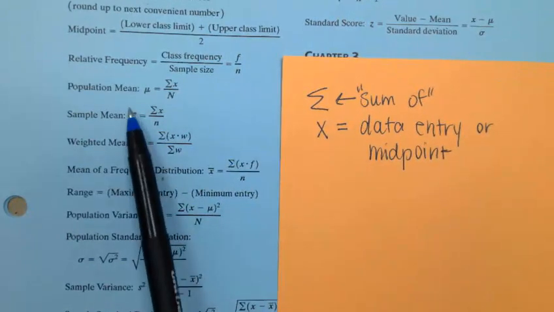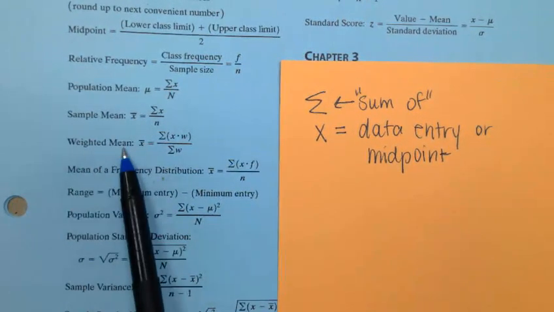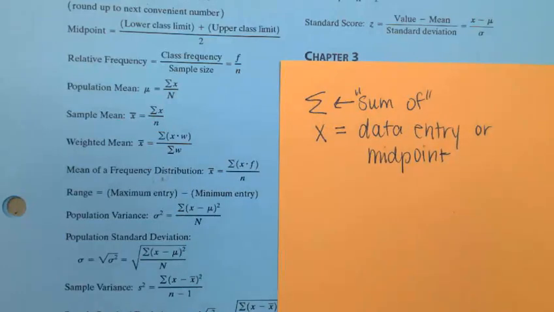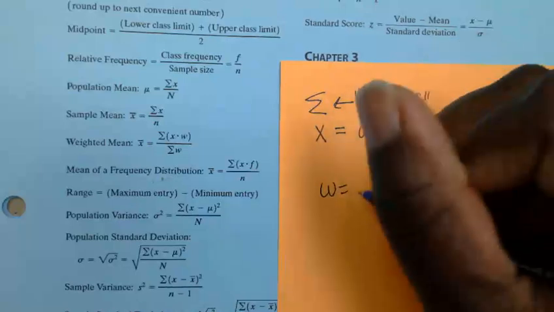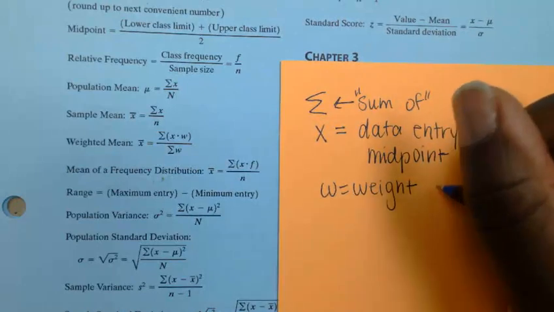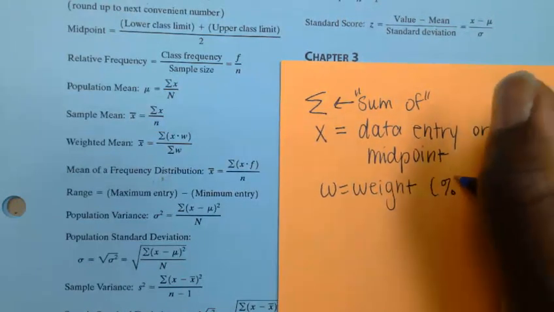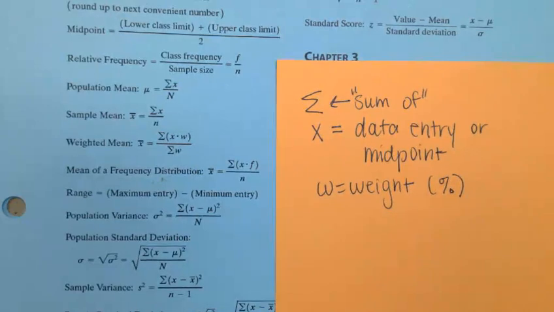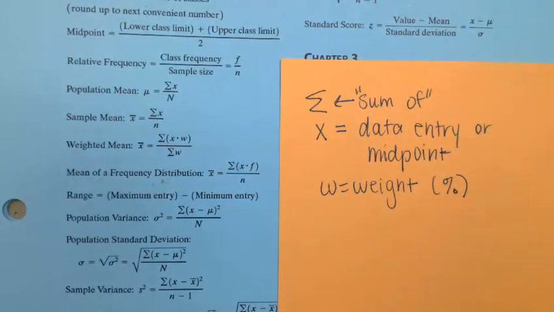All right, weighted mean. Notice these have the same symbol. Weighted mean means that we have some type of frequency or category. So W is weight, and this is normally percentages, meaning all of your data does not weigh equal. So tests normally weigh more than homework. Tests weigh more than quizzes, and quizzes weigh more than homework. So the weights come into play.